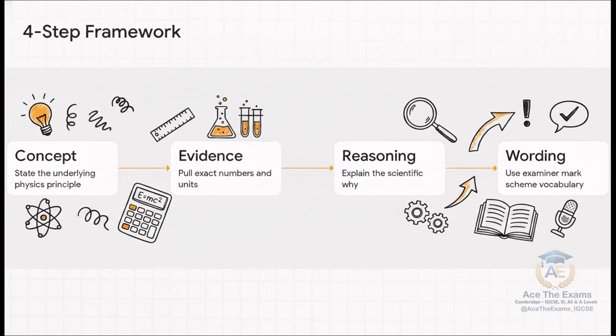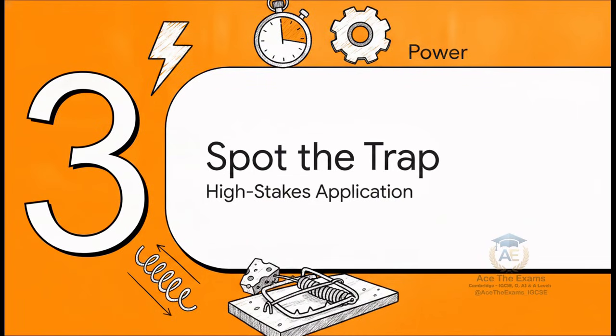And Step 4. Examiner wording. This is your secret weapon. You must use the exact, specific vocabulary the examiner is scanning for on their rubric. All right, time to spot the examiner's trap. Let's put this into practice right now.